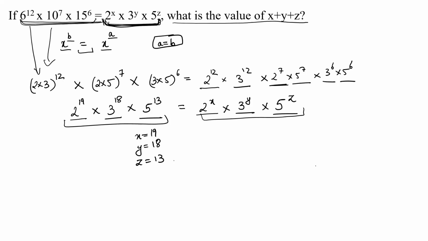So the only idea behind this is that if you have the same number on the left hand side and the right hand side of an equality, and you have two different exponents of that number, then those exponents have to be equal for the equality to hold. So we are required to find the value of x plus y plus z, which is nothing but 19 plus 18 plus 13. So this is basically 50. So 50 is the answer.